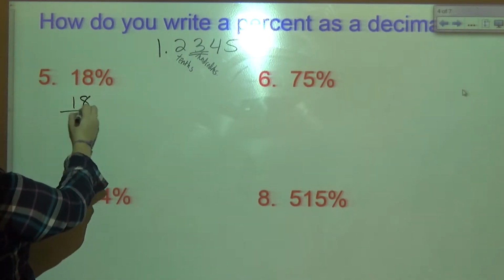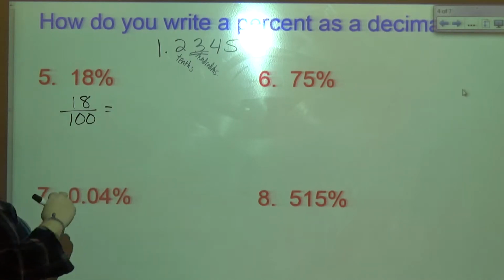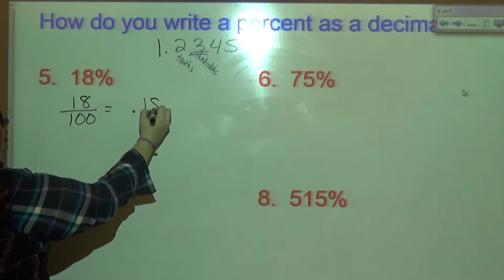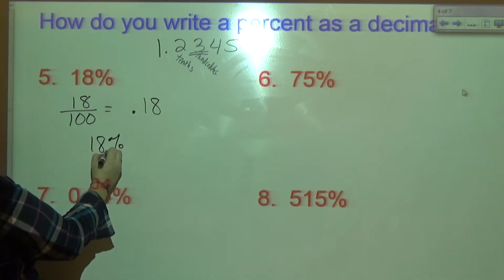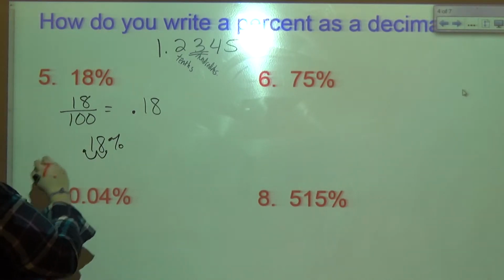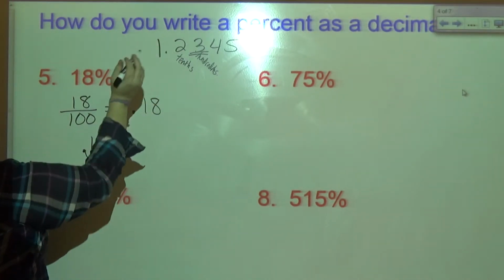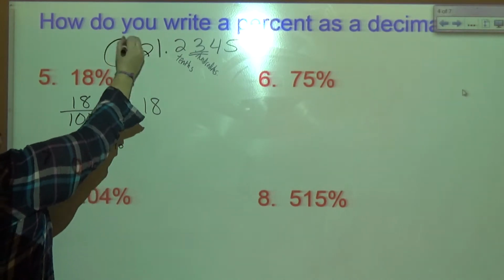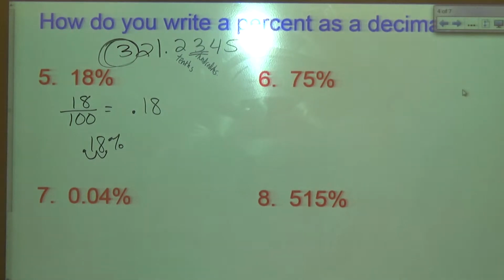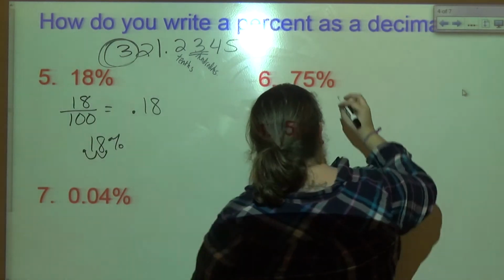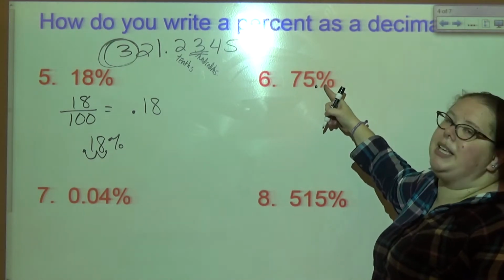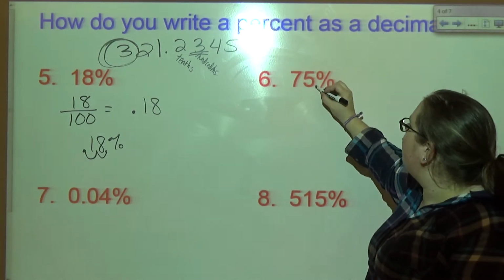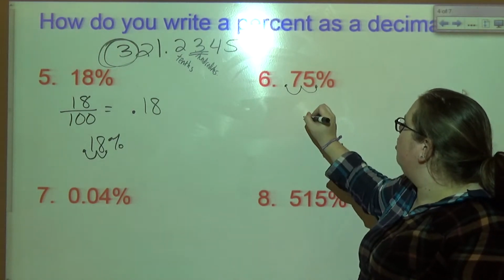So 18 out of 100, if you divide 18 by 100, you just get 0.18. All you're really doing is moving the decimal 1, 2 to the left, right? Because we're actually going to the hundredths place. So we're going the opposite direction. Sorry, I totally messed that up. So 0.18. How about number 6 then? So my invisible decimal point is right here. Basically think of it as I'm dividing by 100, so I'm making my number really small, 0.75.